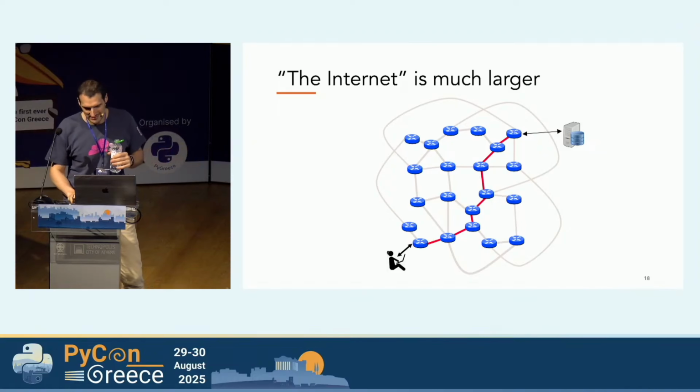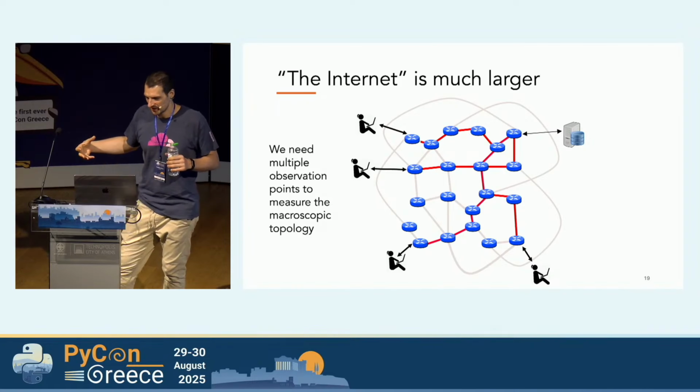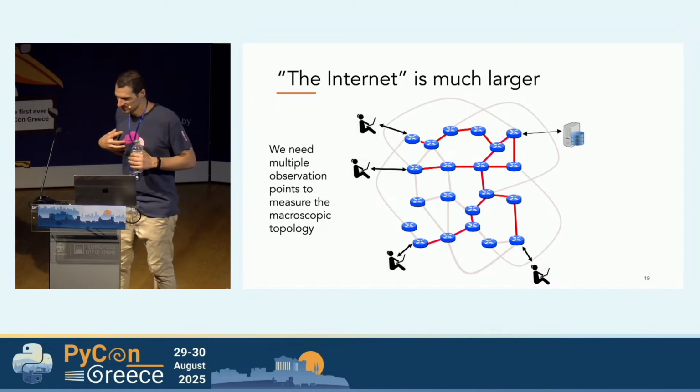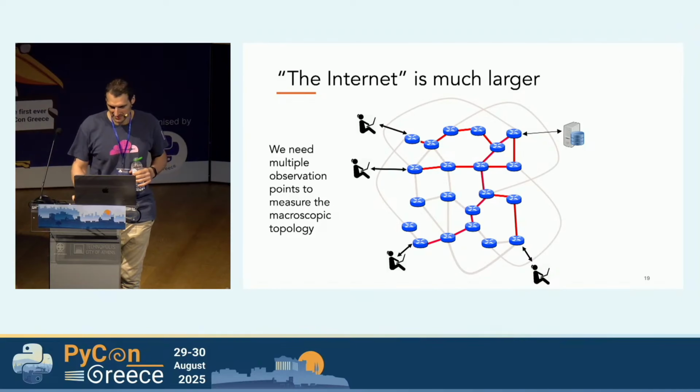And to do that, we need multiple vantage points. We need to measure the internet, not from our device only, but from many different devices spread all over the internet. How can we do that?